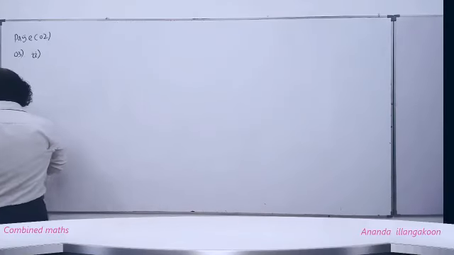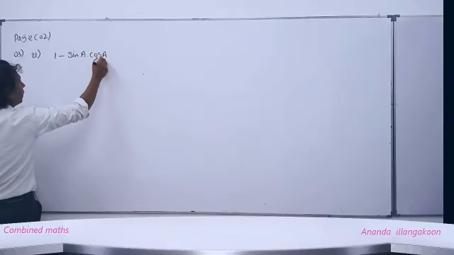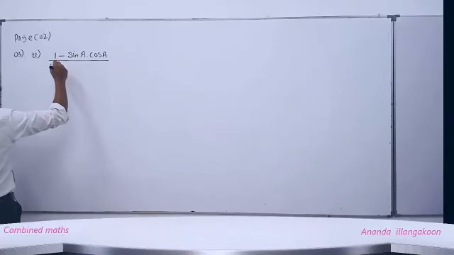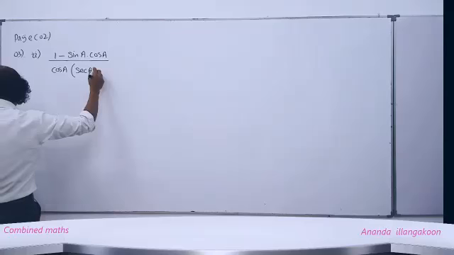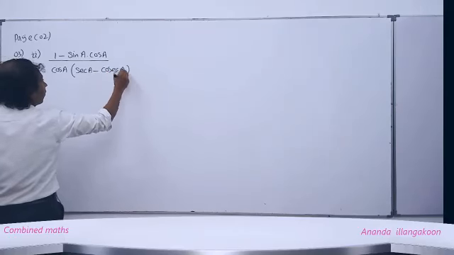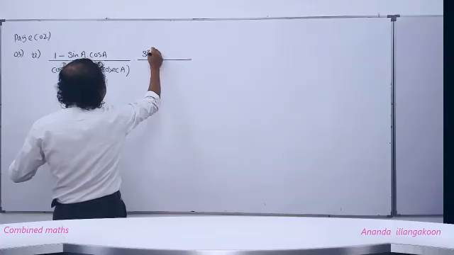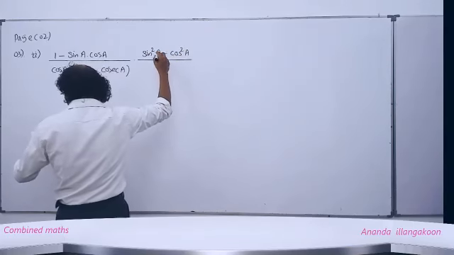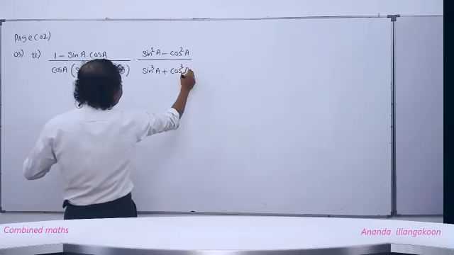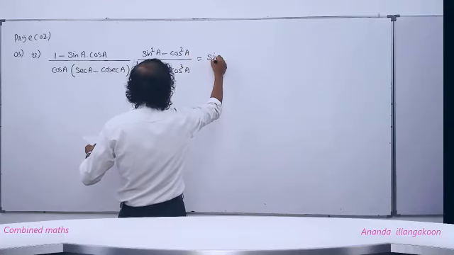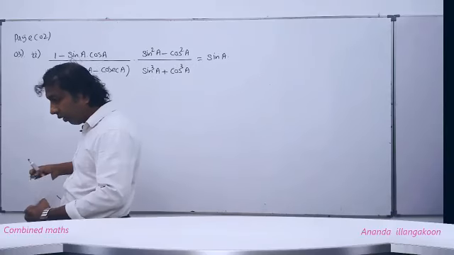The question given is this: trigonometric identity (1 minus sin A times cos A) divided by (cos A times (sec A minus cosec A)), into (sin squared A minus cos squared A) divided by (sin cube A plus cos cube A) is equal to sin A. Right?